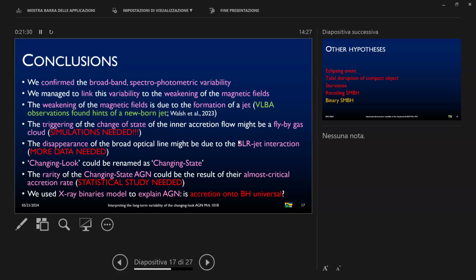And since we use X-ray binary models to explain AGN, it could be that this is telling us that accretion onto a black hole, not onto a star, but onto a black hole, is universal. It would be nice to confirm this, because then it means that we can study AGN by doing X-ray physics, and we can do X-ray physics by studying AGN. And that's it.